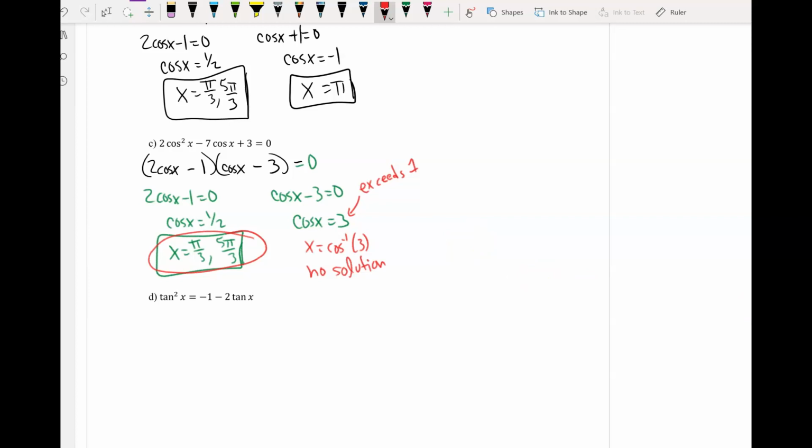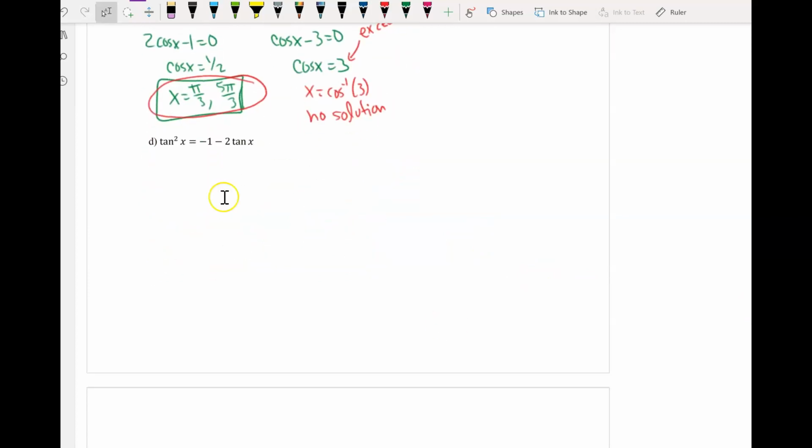All right, and now let's take a look at this guy. So this looks like another quadratic. So I'm going to move the 2 tangent over. Get tangent squared x plus 2 tangent x equals -1. And let me add the 1 over, so you get tangent squared x plus 2 tangent x plus 1 equals 0. And I think this should factor.